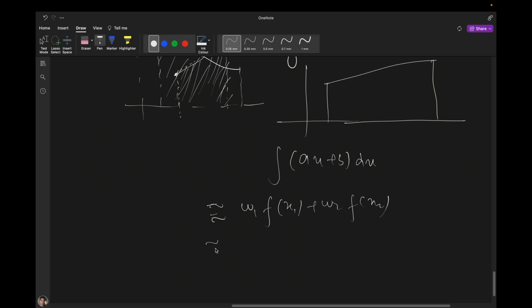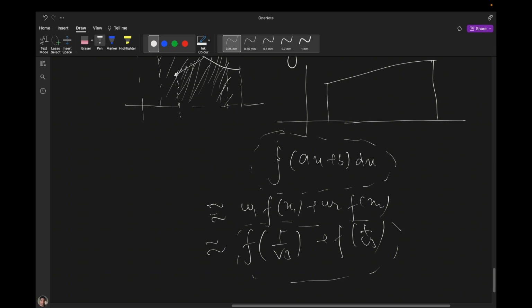And you already have 2 points, where the weight w1 is 1 and w2 is also 1. What you have to do is evaluate f at minus 1 by root 3 plus f at 1 by root 3, and the solution of the summation of this will be very close to the integral of this. So that is the logic of the Gaussian quadrature. Are you getting it?